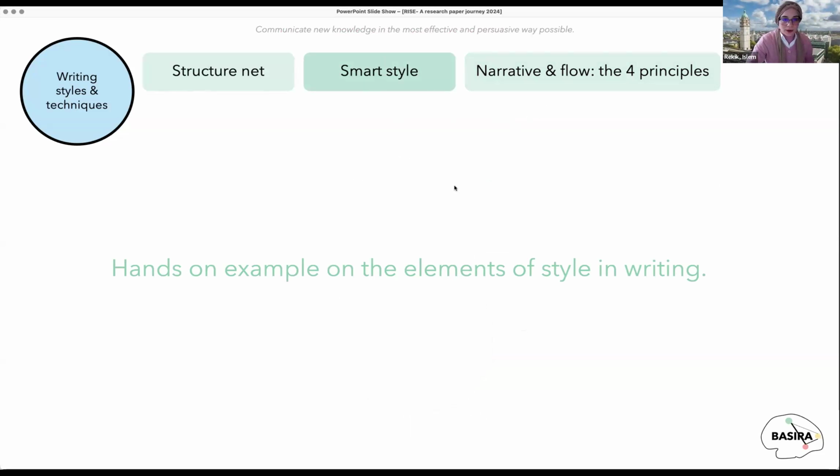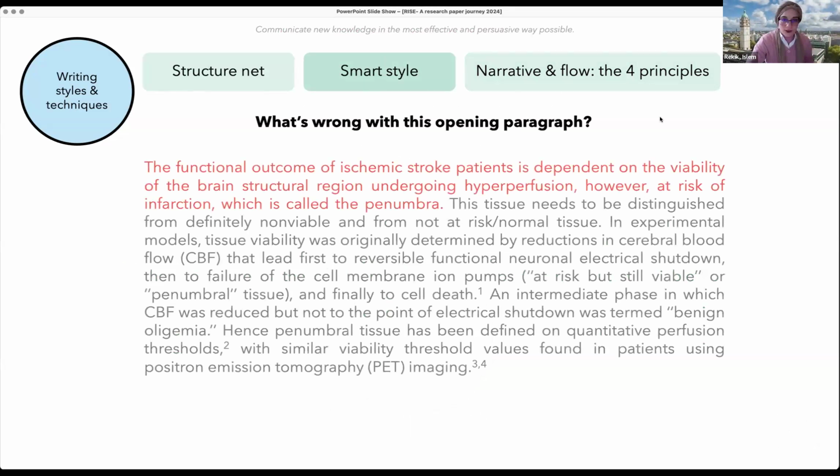So let's start with this paragraph. I want you guys to read the first sentence and write in the chat what is wrong with this opening. Sorry, not session, hopefully not this session, paragraph, okay? With the opening paragraph. So take a minute, read it, and tell me how you feel, guys, about it.